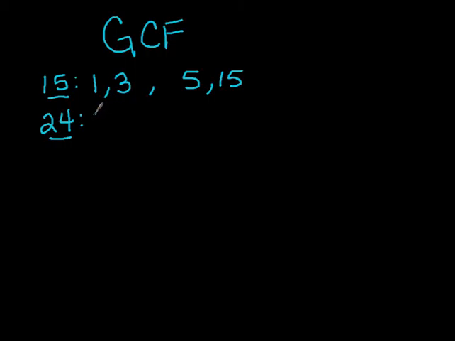Now let's go to 24. 1 and 24 are going to be numbers. I can multiply 2 by 12. I can multiply 3 times 8. I can multiply 4 times 6. And 5 does not go into 24. So that's all the factors of 24. 1, 2, 3, 4, 6, 8, 12, and 24.